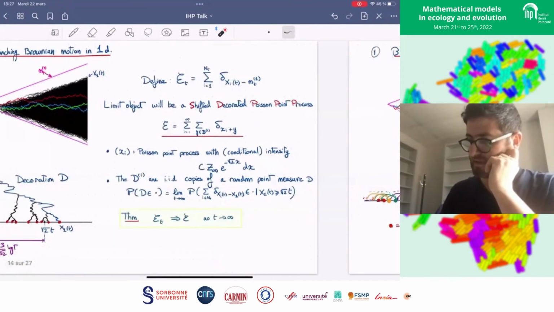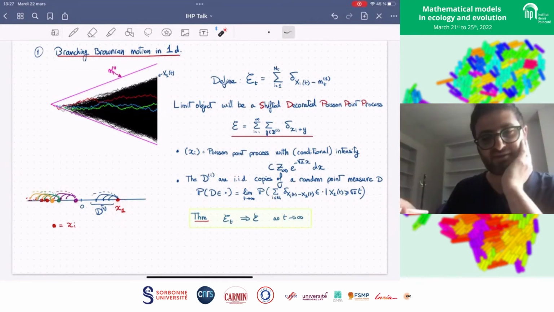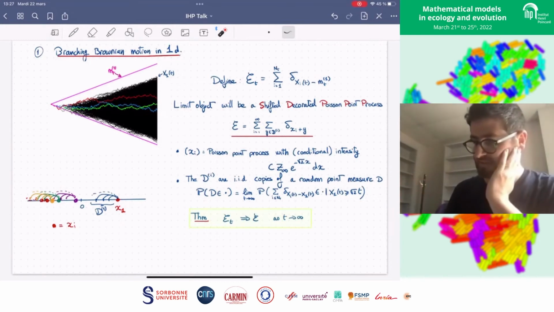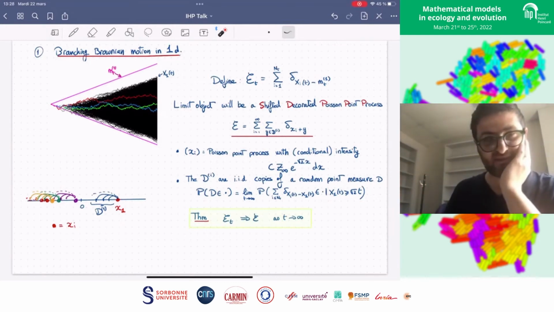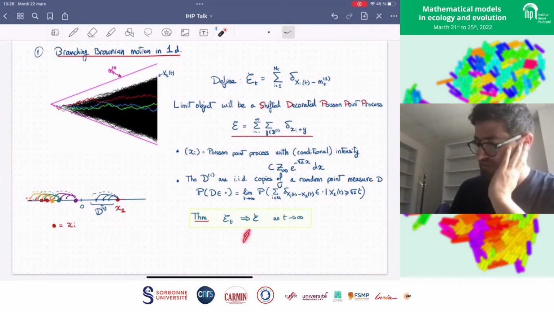And what you do is you take each of your clan leaders, which now have been given different colors, red, purple, green, and so on, and you decorate each with an independent copy of this decoration measure. And then you superpose everything, and that's your limit point process E.